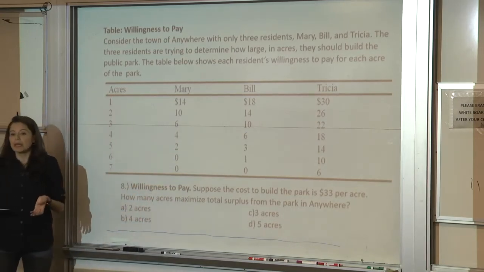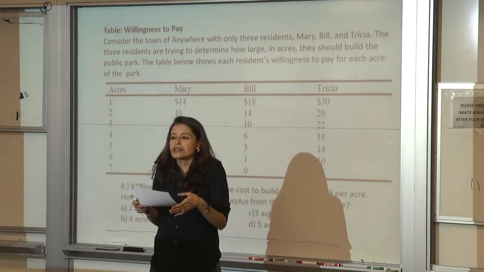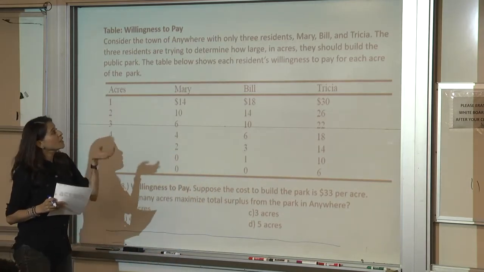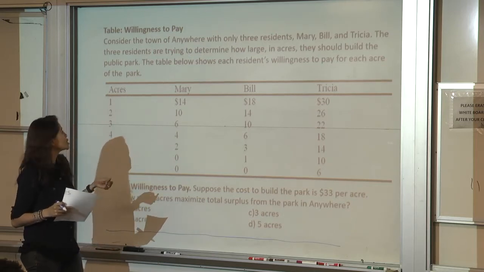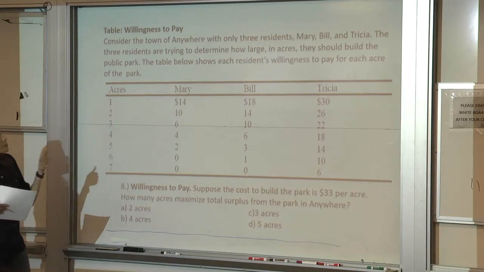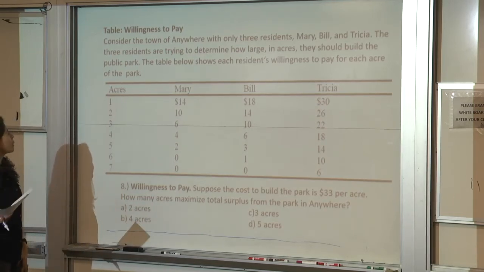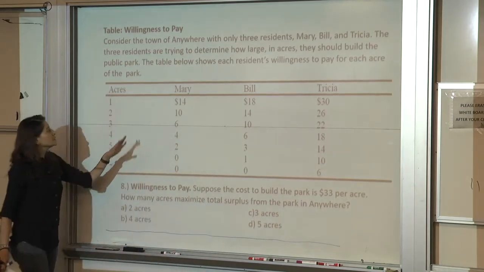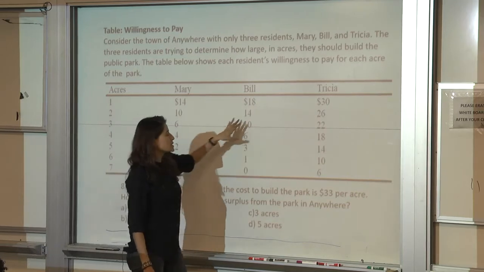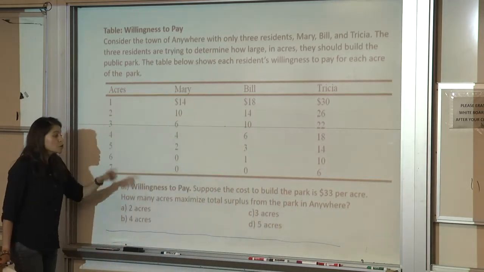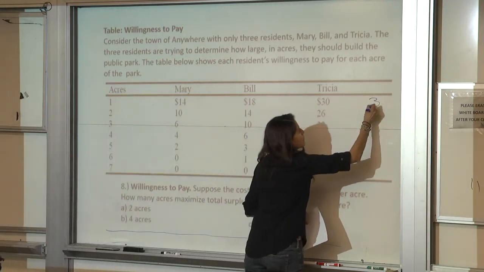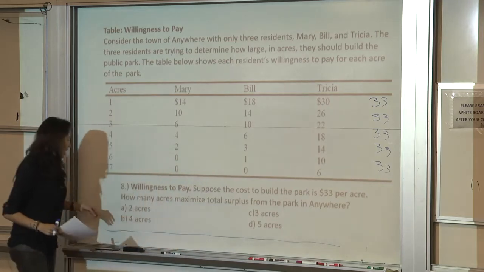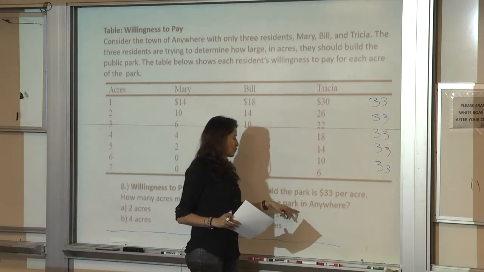Okay, now, willingness to pay. This willingness to pay is the basics of a demand function, right? So here, consider the town of Anywhere with only 3 residents, Mary, Bill, and Tricia. The three residents are trying to determine how large in acres they should build the public park. The table below shows each resident's willingness to pay for each acre of the park. So for acre 1, each person is willing to pay this much, etc. And then the question is, suppose the cost of building the park is 33 per acre. Now, how many acres maximize total surplus from the park in Anywhere?